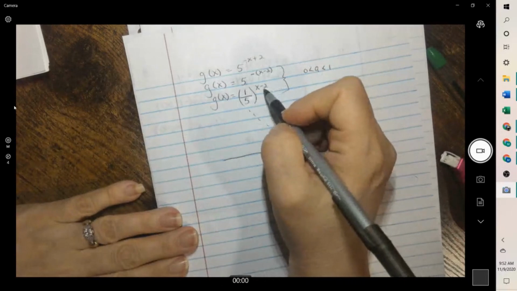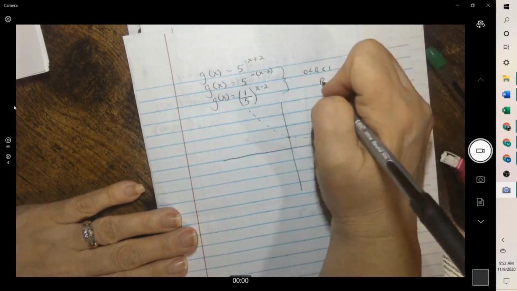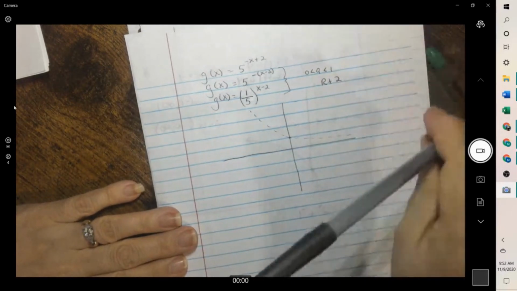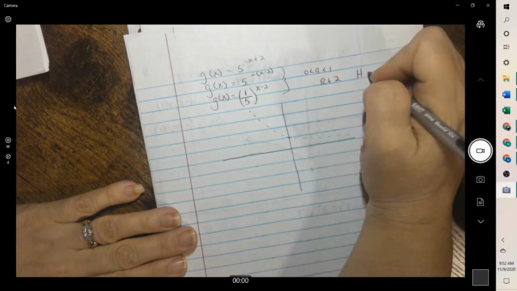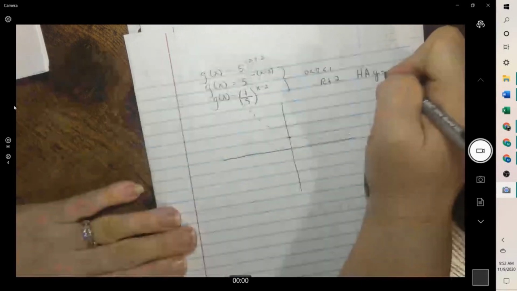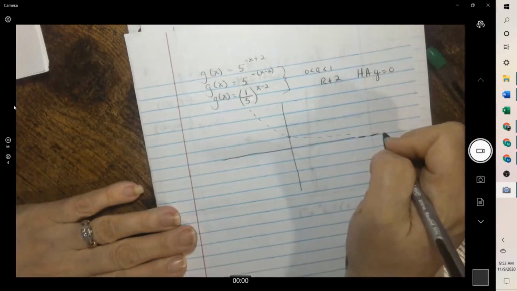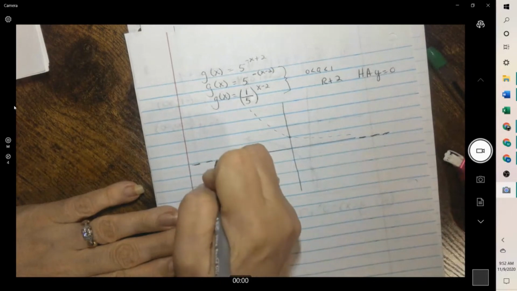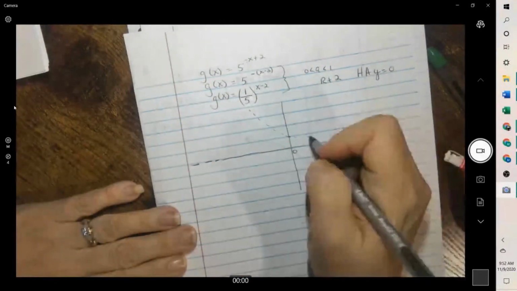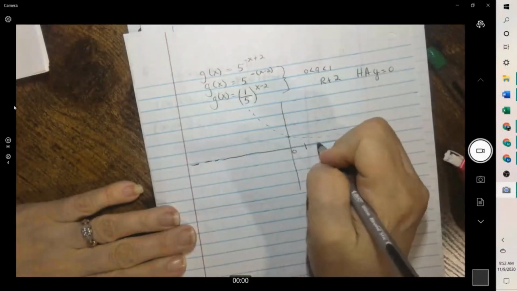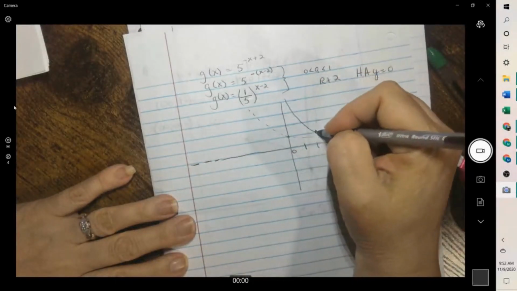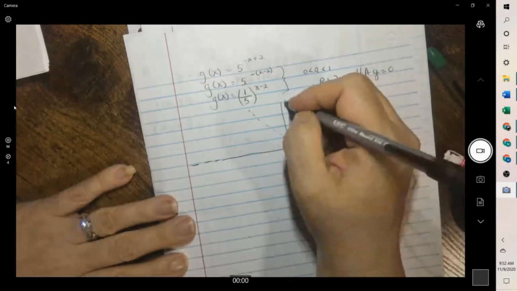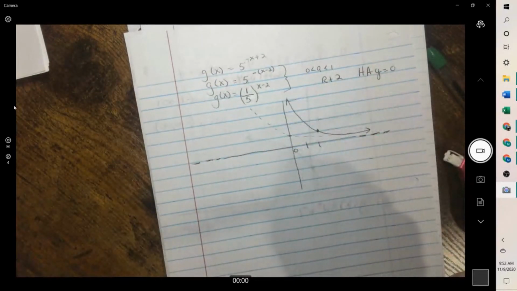And then this is going to move right too. We have a horizontal, so the horizontal won't move. So our horizontal is here. And from 1, right 2. And there you go. Any questions on that?